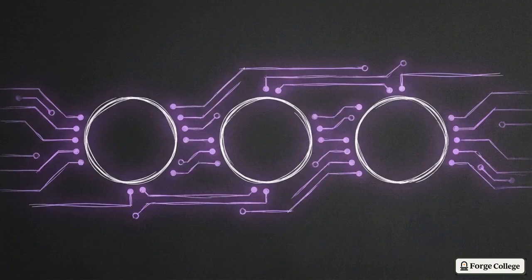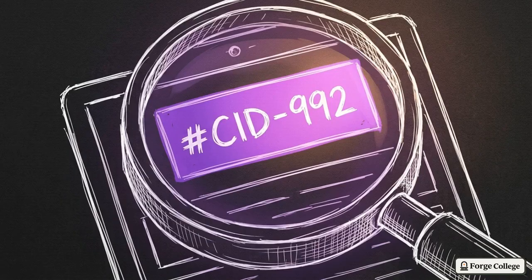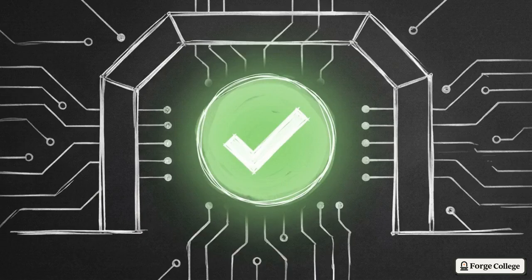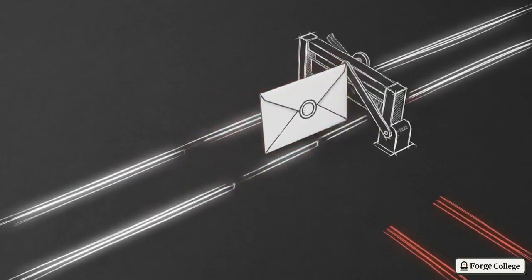So the workflow is simple. Run a test, trigger the failure, use the name tag to find logs, and apply your fix. Following this cycle helps you build links that handle mistakes gracefully instead of crashing your whole system.